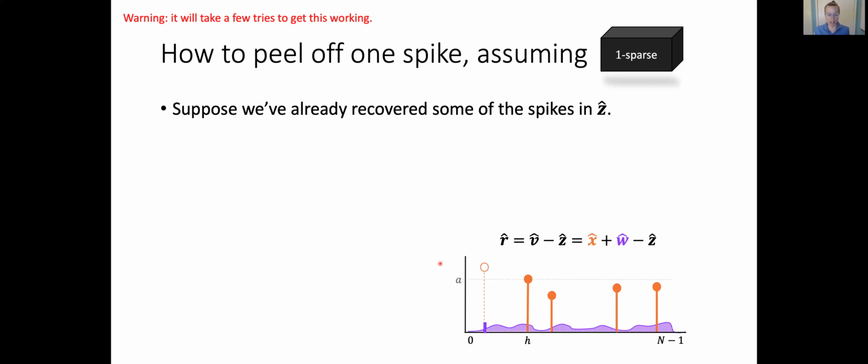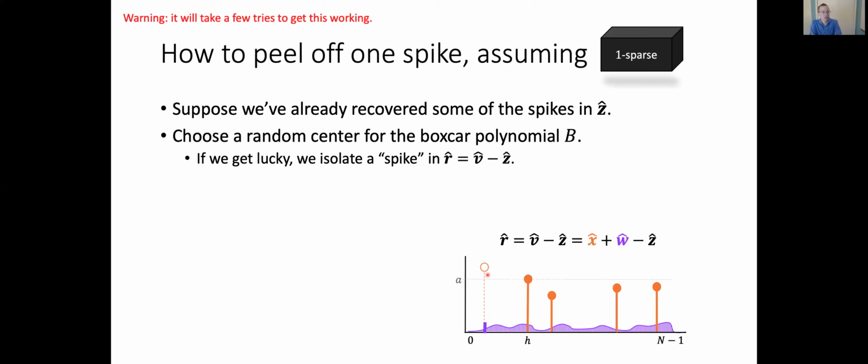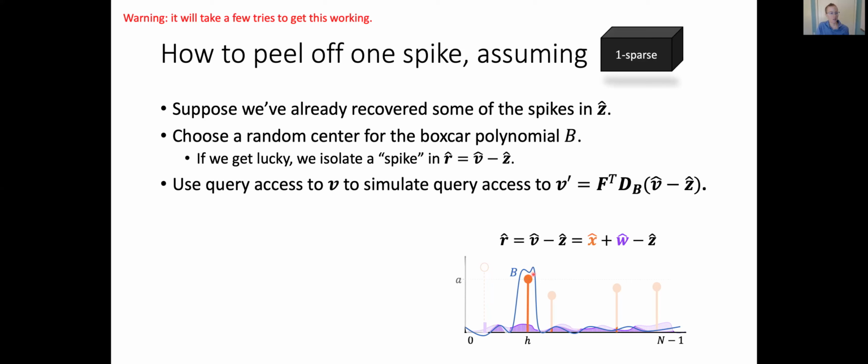So maybe it looks something like this. Here are the spikes that I have not yet recovered. Here's some spike that I did recover and subtracted off, so now it just contributes to the noise. Great. Now I'm going to choose a random center of the boxcar polynomial b, and if I get lucky, I'll isolate some spike. So let's say I do that and I isolate this spike. Then I'm going to use query access to v to simulate v prime, which is the inverse transform of this one spiky vector here.